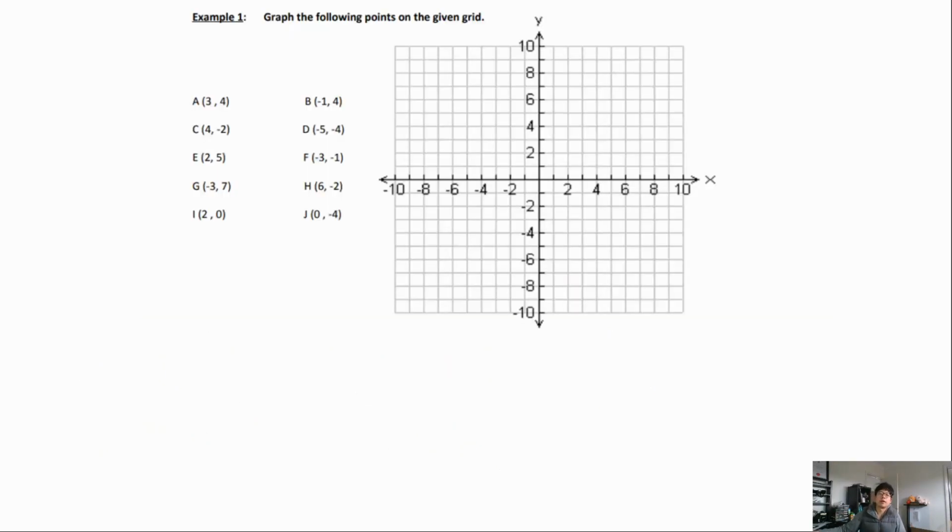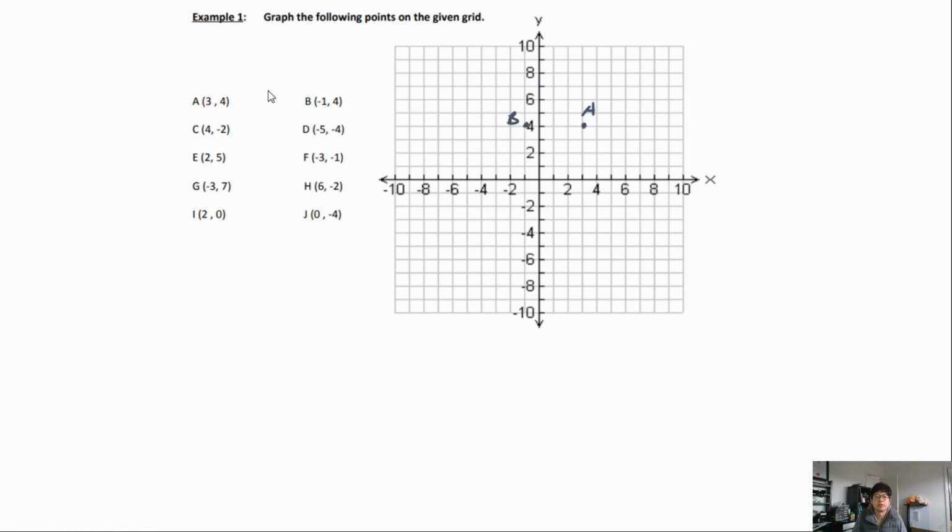Alright, now let's go the other way. Let's have a go at plotting some points. Let's start with A, which is (3, 4). So we go to the right 3 spaces, 1, 2, 3, and go up 4, 1, 2, 3, 4, and that would be your point A. Let's try question B now. Going to the left once, -1, and then up 4, 1, 2, 3, 4. That is plot B there.